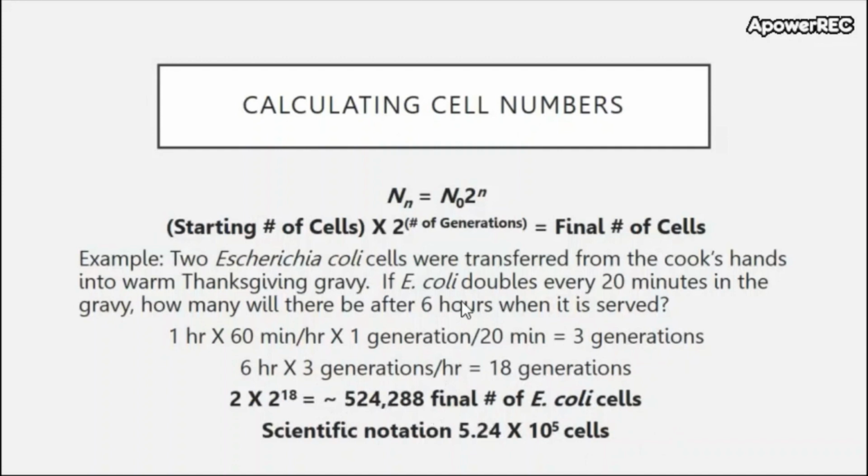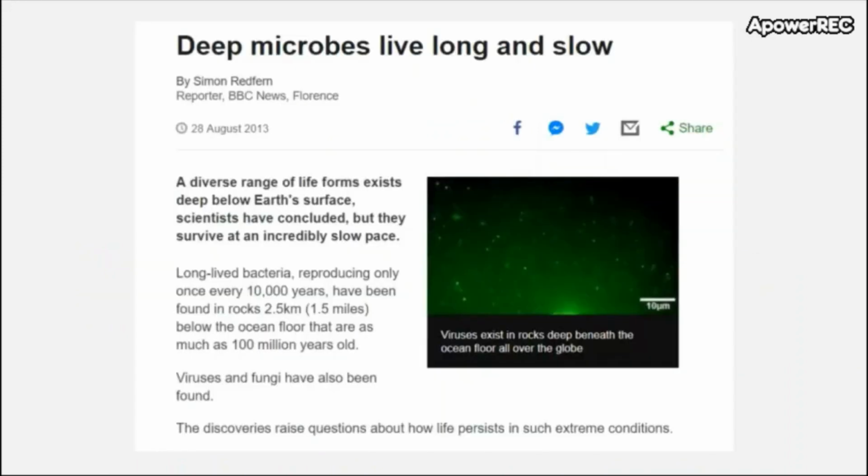As you can see, it only took 6 hours to get to 500,000 E. coli cells from only 2 founding cells. That's why it's so important to make sure that you're not leaving things out in a warm environment for a long period of time.